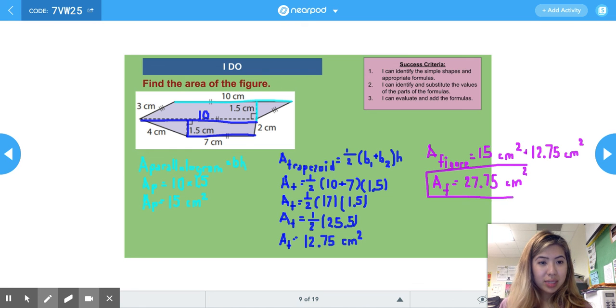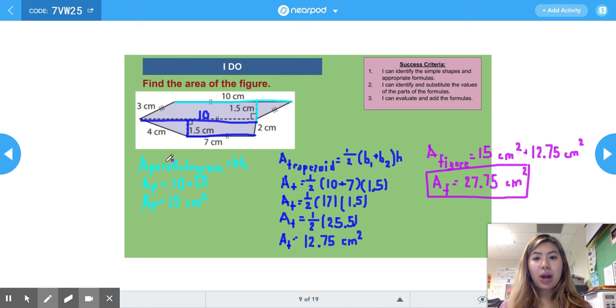So going back to the success criteria, you can see that I identified the simple shapes that made up the composite figure. Then I wrote out the appropriate formulas for the parallelogram and the trapezoid. I identified and substituted the values of the different parts of the formulas into the equations. And then I evaluated or calculated the areas of the simple shapes, lastly adding them together to find the area of the composite figure.